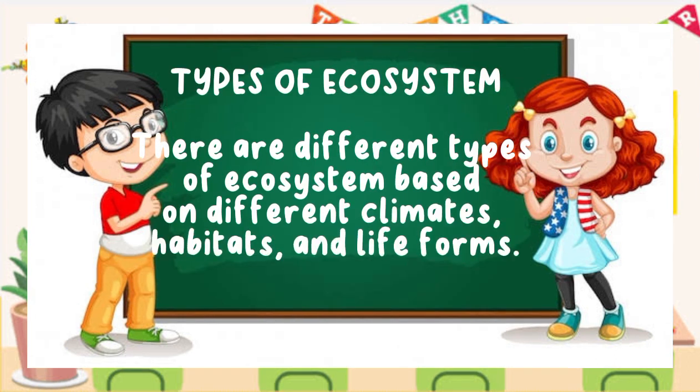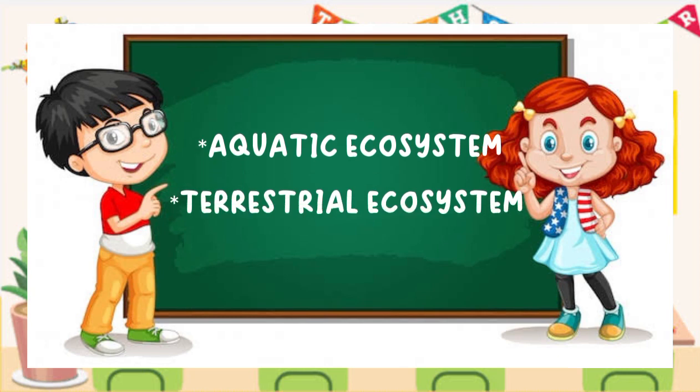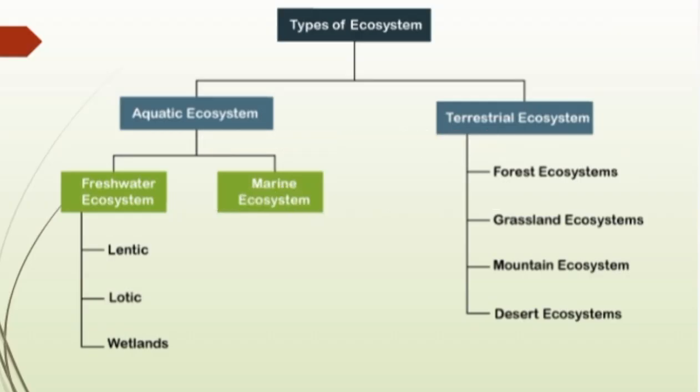There are different types of ecosystem based on the different climates, habitats, and life forms. This means that ecosystems can typically be divided into hundreds and thousands of smaller systems. However, all such types generally fall into one of the following 2 categories: the aquatic ecosystem and the terrestrial ecosystem. The aquatic ecosystem is divided into 2, the freshwater ecosystem and the marine ecosystem. In a freshwater ecosystem, there are the lentic, lotic, and the wetlands. In the terrestrial ecosystem there are the forest ecosystem, grassland ecosystem, mountain ecosystem, and the desert ecosystem.